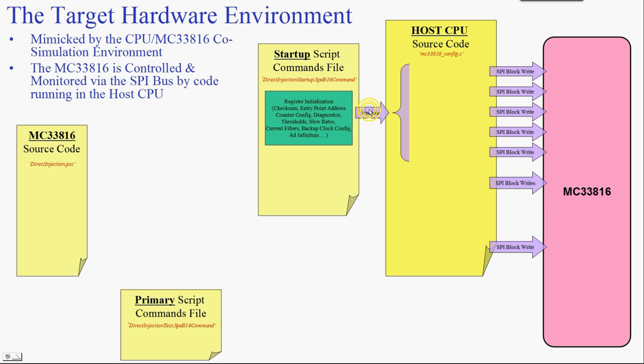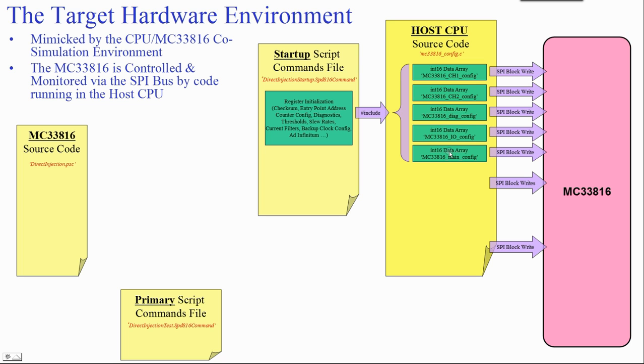These are organized into 5 contiguous blocks held in 5 int16 data arrays named channel1_config, channel2_config, diag_config, io_config, and main_config. Each of these is transferred as a SPI block write from the host CPU to the MC33816. We'll look at the source code that does this in a bit.